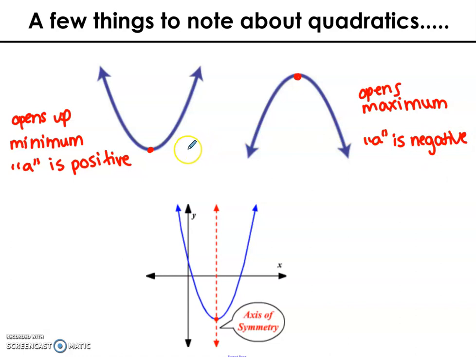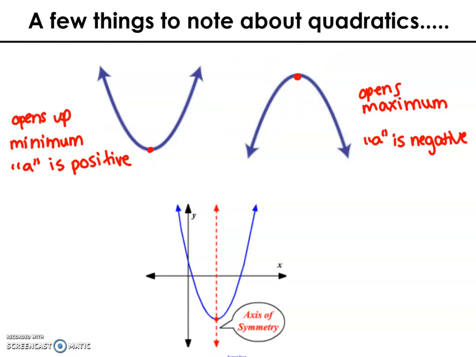So the way I like to think about it is if you're a positive person, you smile. So if a is positive, it's going to open up like a happy face. If you're a negative person, you're going to frown. So if a is a negative value, your parabola will be pointing down.